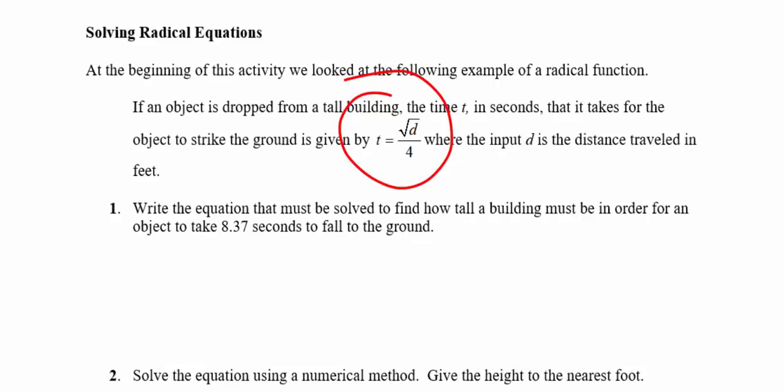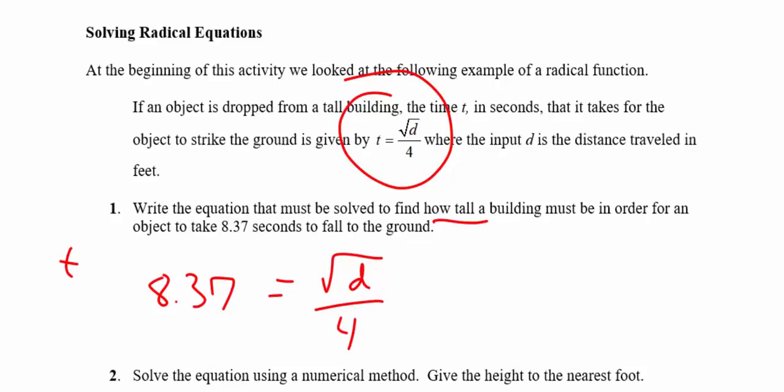All right, so we know the time, right? The time is the 8.37. What we don't know is the distance, right? How tall. All right, so that's the square root of d over 4. So that's the equation we have to solve. We have to solve this equation for d. There's several ways we can do it.